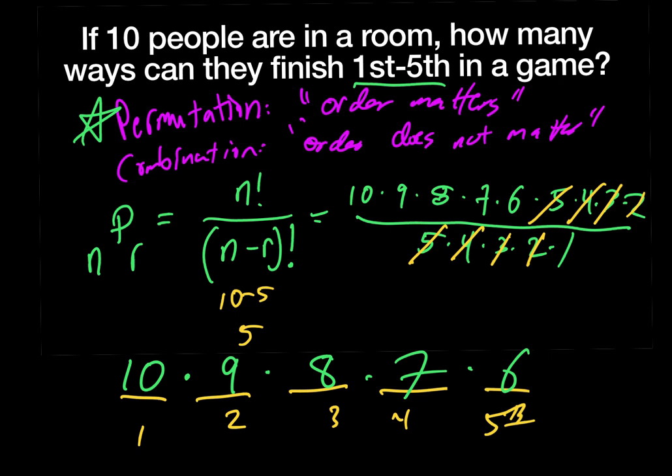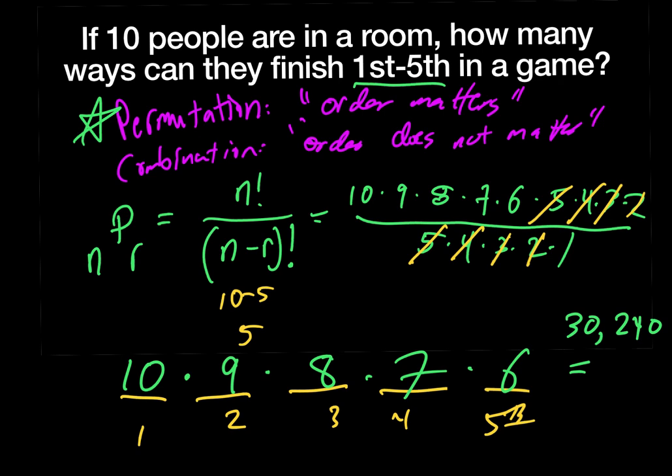All right. So, and then that, again, this is going to be a large number that you can calculate on your own. Did someone do that? 30,240. Yeah. All right. That's a lot of different ways for 10 people to finish first through fifth. And then you divide it by the other number, right? 120.